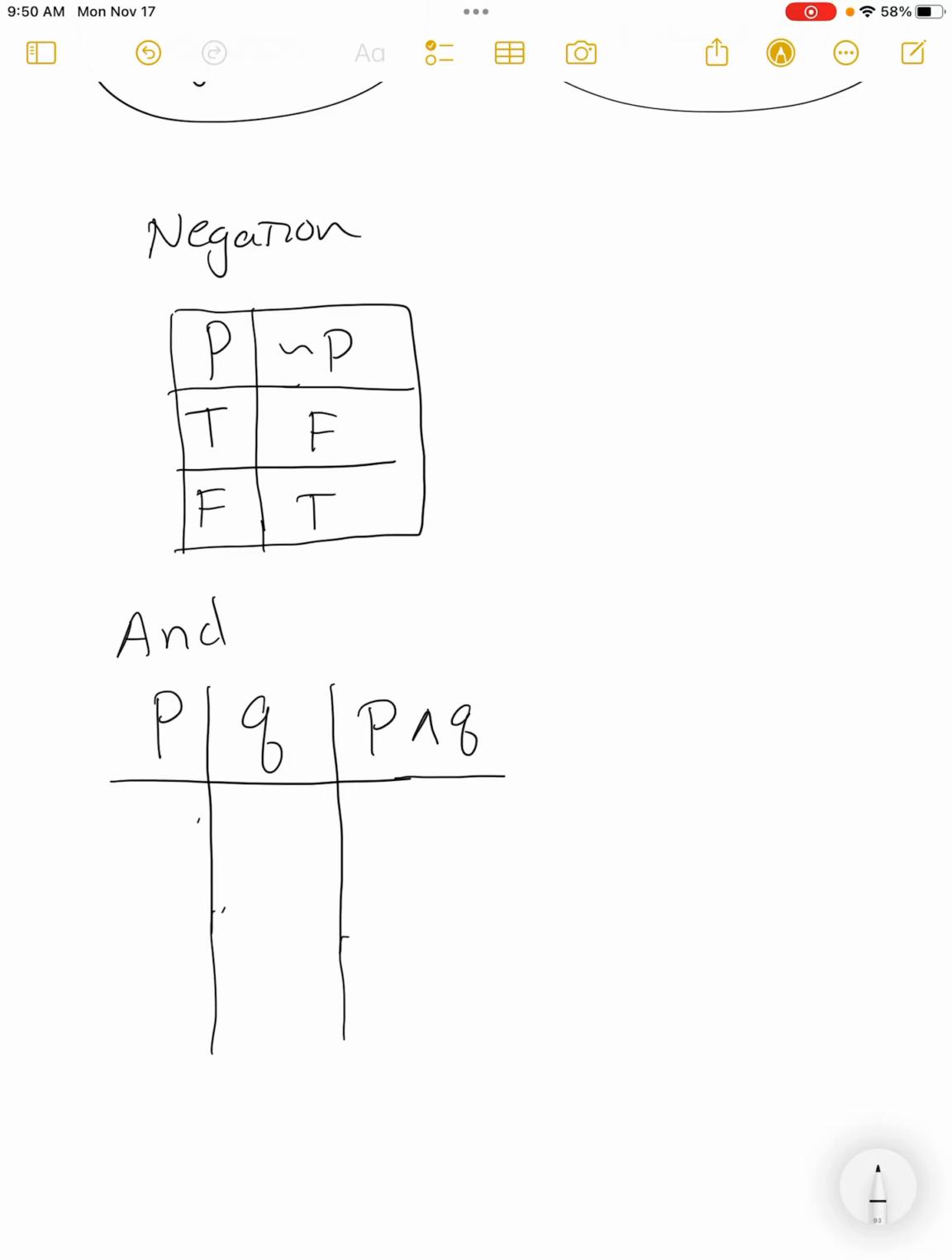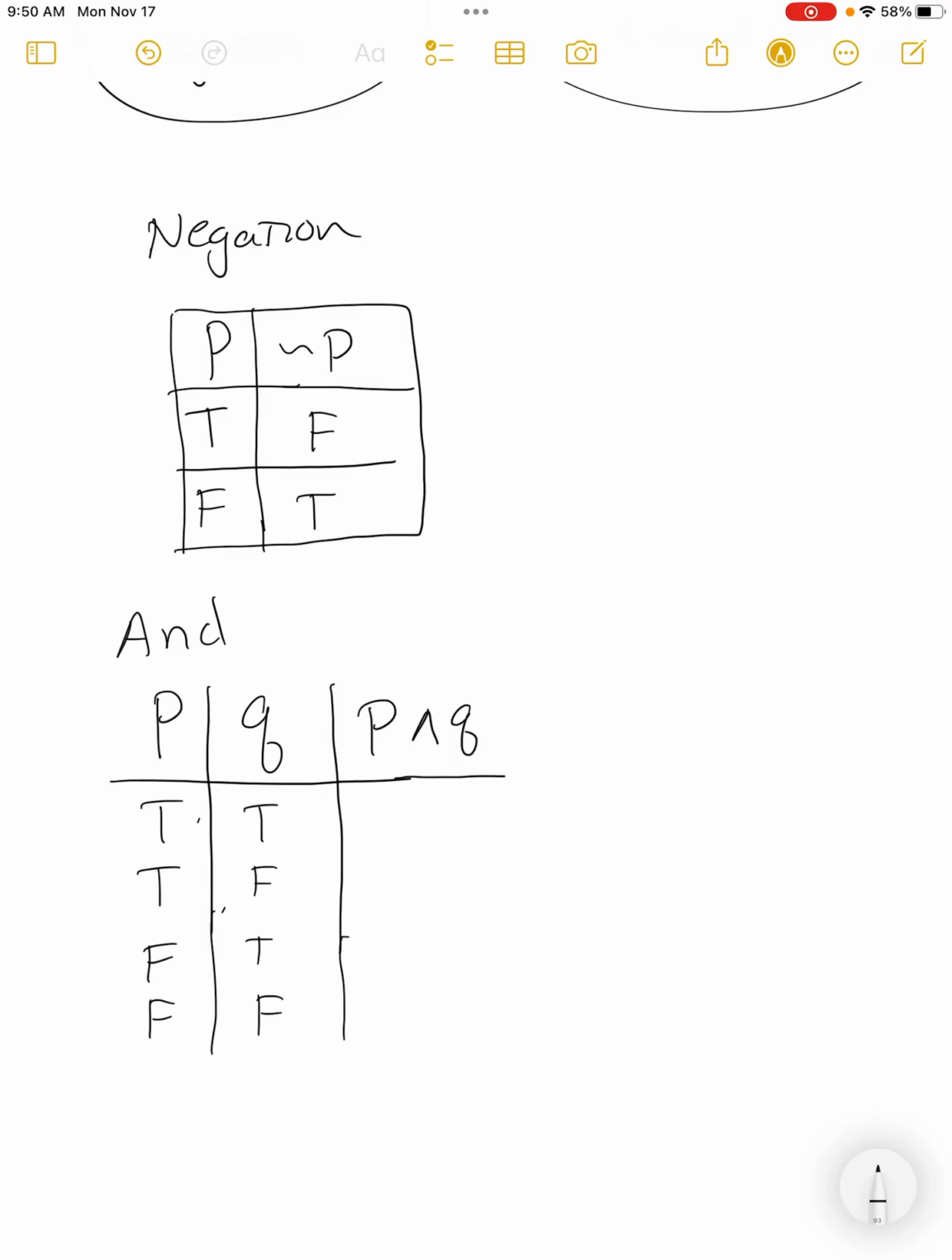Now, what we need is every possible combination of P's and Q's. So P could be true, or P could be false. So the way we establish it is true, true, false, false. And Q could be true, false, true, false. This is how every truth table starts with us. It's always true, true, false, false, and then Q is true, false, true, false.